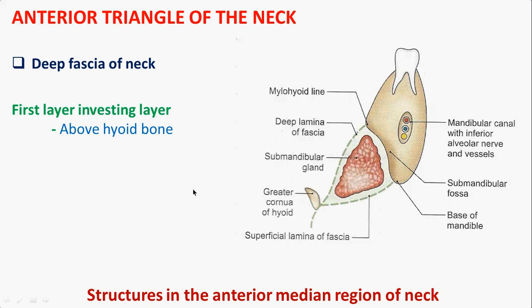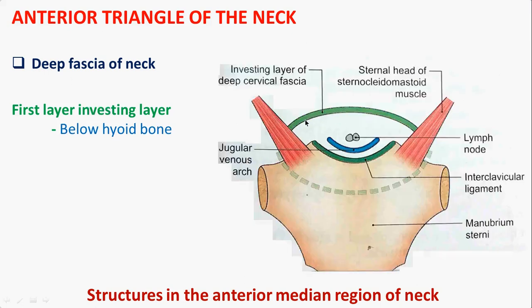Now we will see the deep fascia of the neck. Here you can see above the hyoid bone, this is the hyoid bone. Above the hyoid bone, the investing layer of the deep cervical fascia splits into two laminae, a deep lamina and a superficial lamina, and it encloses the submandibular gland. Below this, the investing layer of the deep cervical fascia is present up to the suprasternal notch, in between the two sternocleidomastoid muscles.